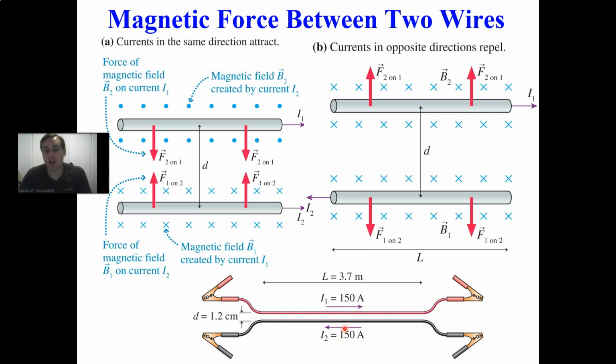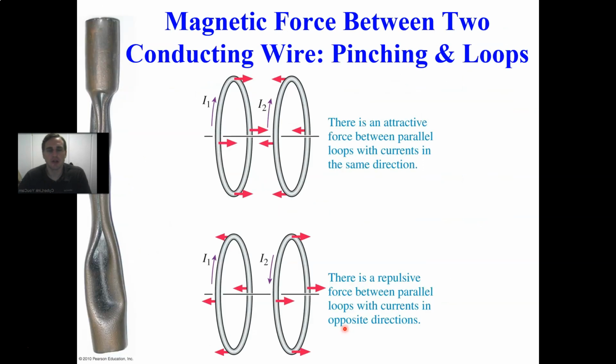Okay? So that's generally what you would like. You wouldn't like those wires to pinch together. Okay? So if you have the magnetic force between two conducting wires and their loops which have current running in the same direction, let's say both clockwise as viewed from the right, there's an attractive force between those loops. But if you have current moving in opposite directions, there's a repulsive force between those loops.